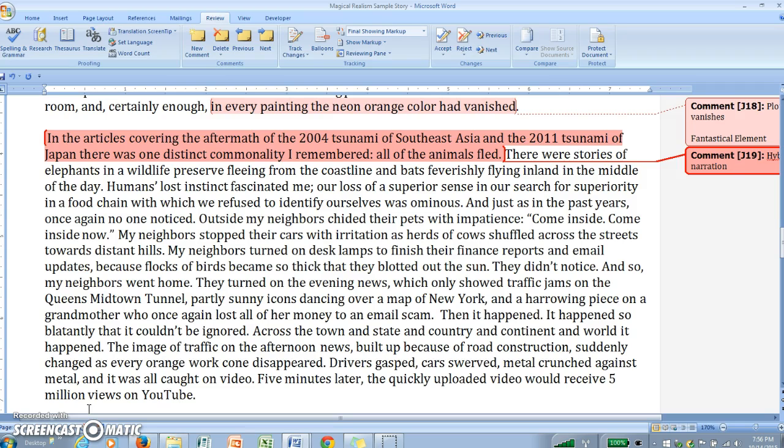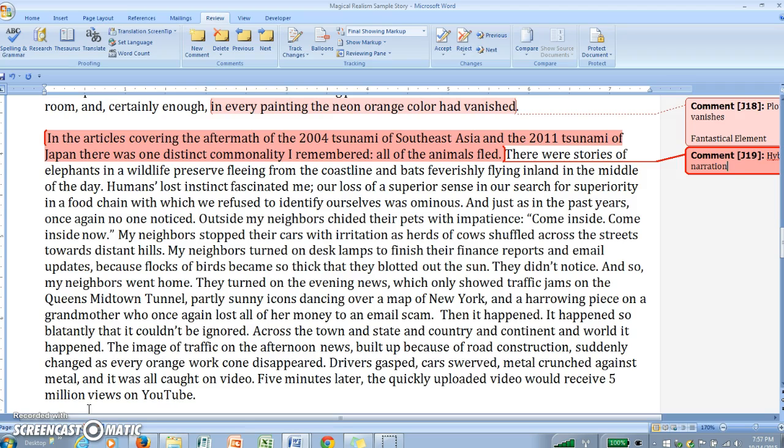"It happened so blatantly that it couldn't be ignored. Across the town and state and country and continent and world, it happened. The image of traffic on the afternoon news built up because of road construction suddenly changed, as every orange work cone disappeared. Drivers gasped, cars swerved, metal crunched against metal, and it was all caught on video. 5 minutes later, the quickly uploaded video would receive 5 million views on YouTube."